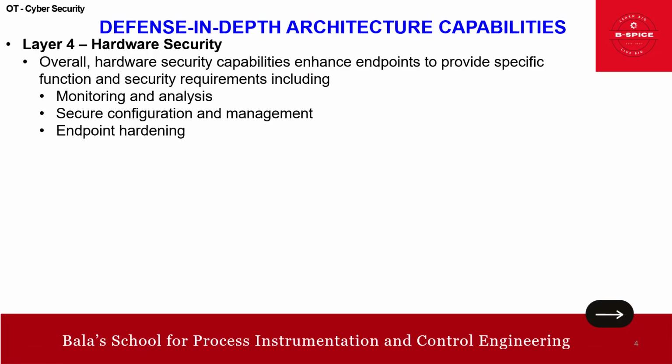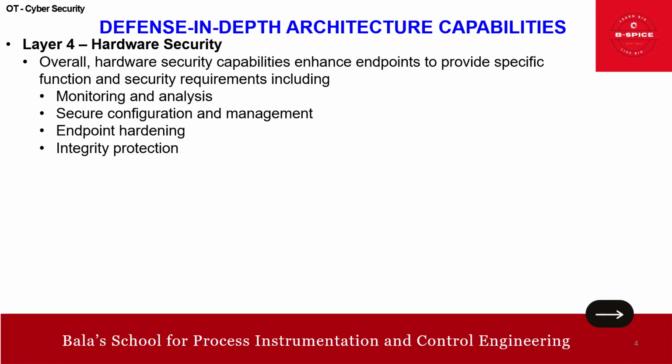Endpoint hardening involves configuring devices to reduce vulnerabilities and resist exploitation. That includes disabling unnecessary services and ports, removing default accounts and credentials, applying the principle of least privilege, enforcing strong authentication and encryption, and regularly updating software and firmware. So that's about endpoint hardening.